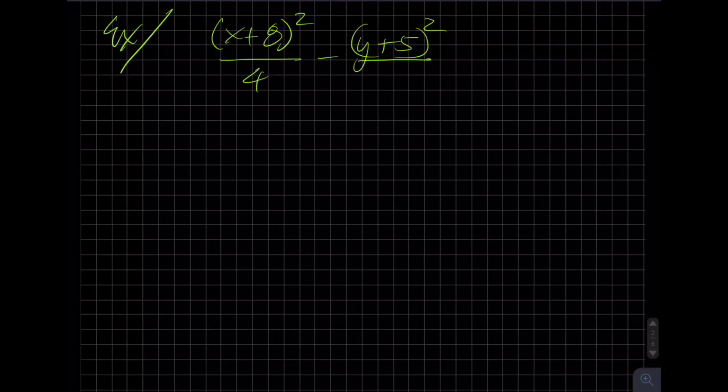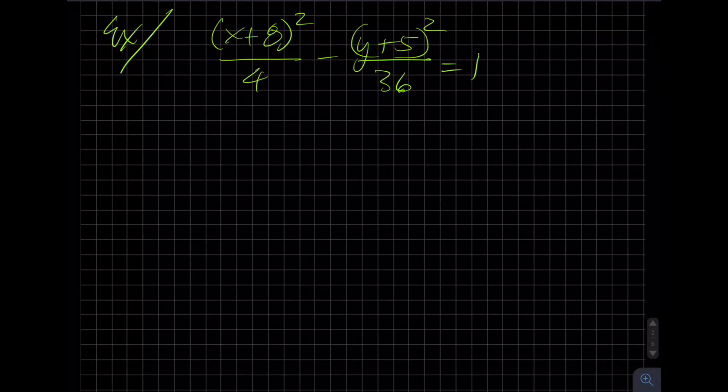The next example is a little different. So we'll go through it, and then we'll have one more after that. Y plus 5, the quantity squared, over 36 equals 1. And so here we go. So the first part, I'll try to break it down into parts. The first part's asking for the vertices.